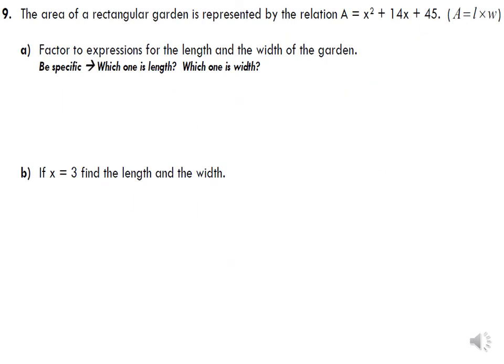Number 9. The area of a rectangular garden is represented by this equation. We want to factor it to find the length and the width. And we're going to specifically say which one's the length and which one is the width. So I see 3 terms. Look for a common factor. There isn't one other than 1. So we're going to go right to this.